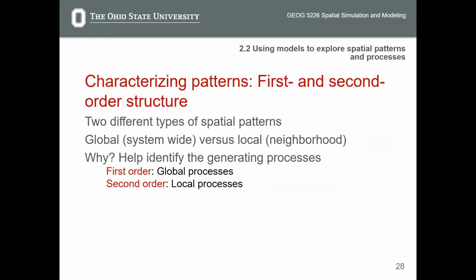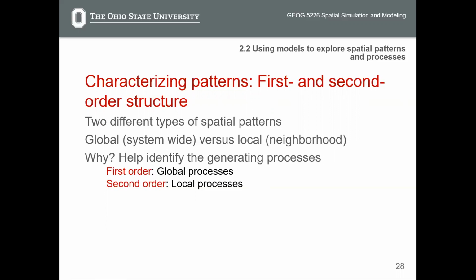And the next pair of concepts I want to introduce before going further is first and second order structure. They are used to represent two different types of spatial patterns. First order is for global patterns. Second order structure is for local or neighborhood patterns, okay, spatial patterns. Why do we need them? They help identify the generating processes.